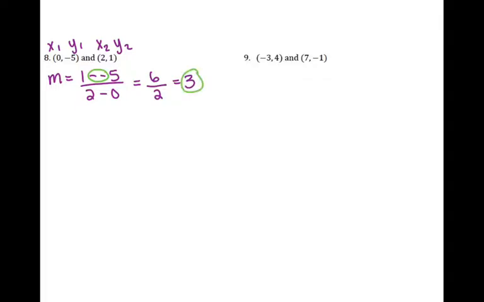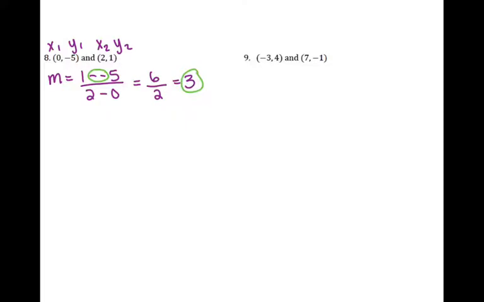Okay, number 8, I have my 2 points, so I'm going to start by finding my slope using the slope formula. So I have m equals y2 minus y1 over x2 minus x1. So I am subtracting a negative right here, so that is the same thing as adding. So 1 plus 5 is 6. 2 minus 0 is 2. So my slope for this scenario is 3.